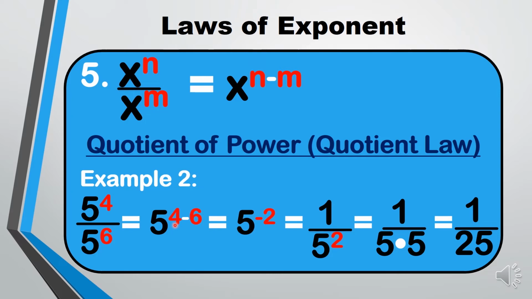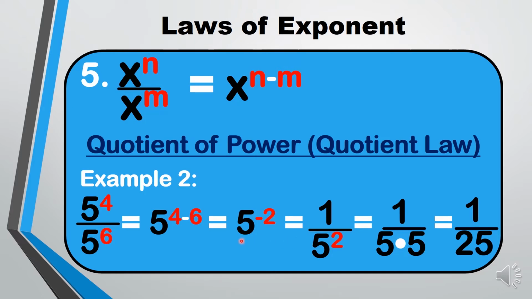Dito gagamitin natin ang rule sa subtraction of integer. Gagamit tayo ng keep, change, change. Ang 5 raised to 4 minus 6 ay magiging 5 raised to negative 2. According to our rule, hindi tayo pwedeng magkaroon ng negative exponent. Kaya isi-simplify natin ito upang matanggal ang negative.